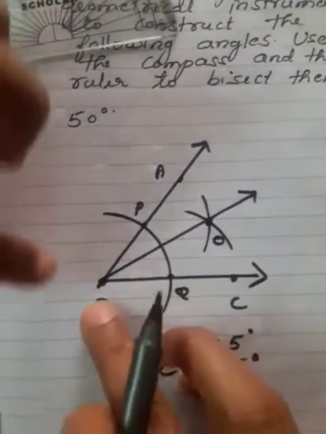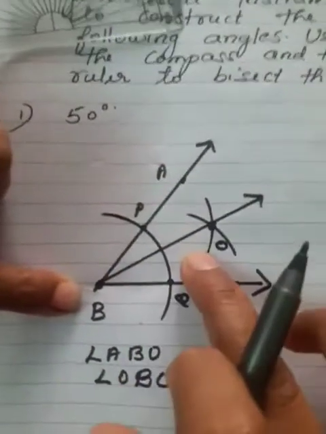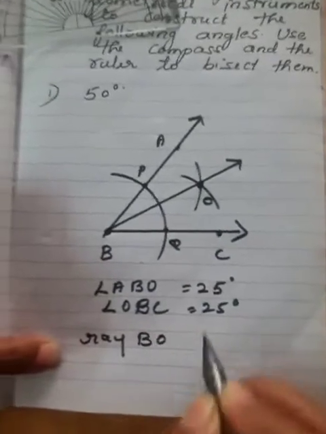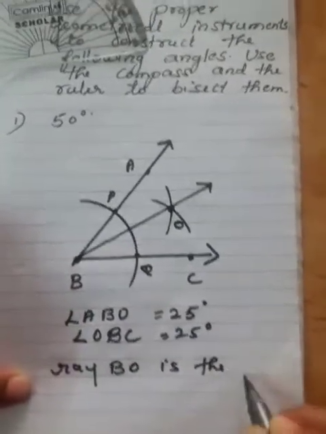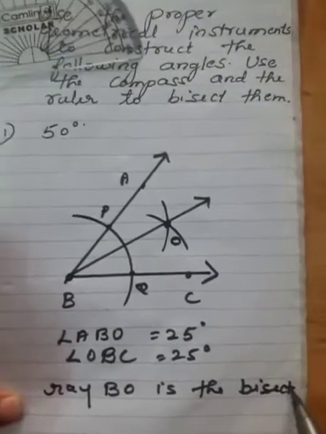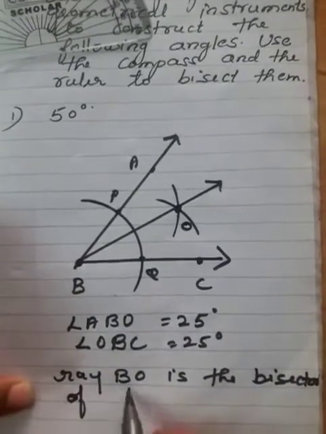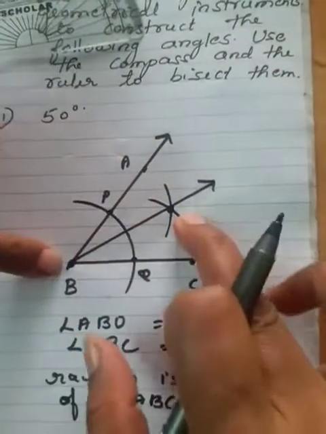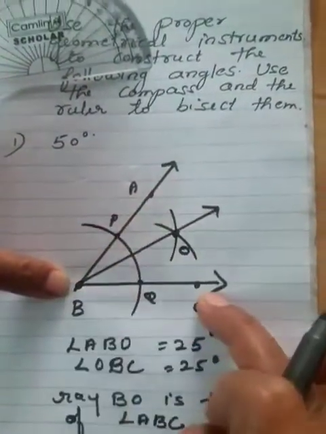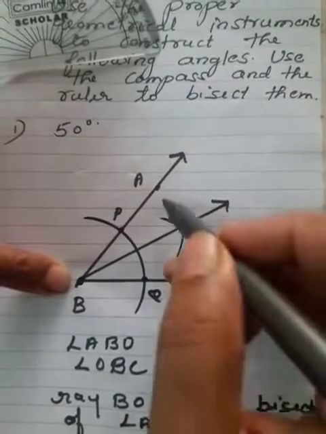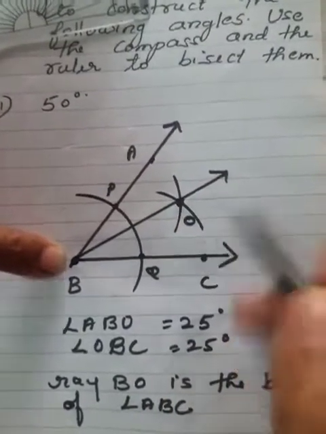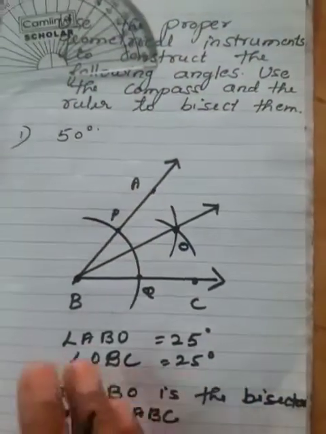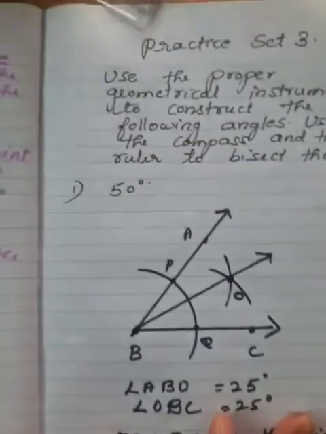That means this is the bisector. Which is the bisector of angle ABC? Ray BO is a bisector of angle ABC. Correct? That means this ray divides the angle ABC into two equal parts. Understood, students, now how to bisect the angles? Okay, now let's go to the next question.